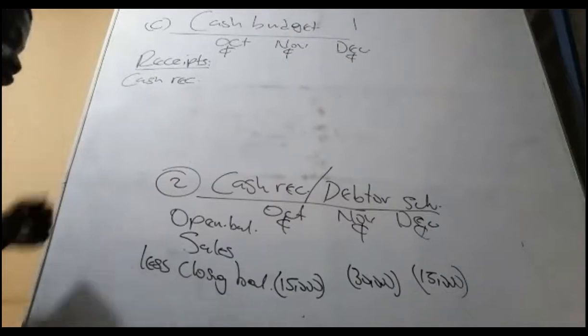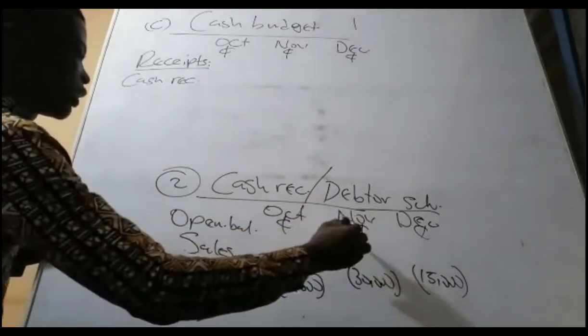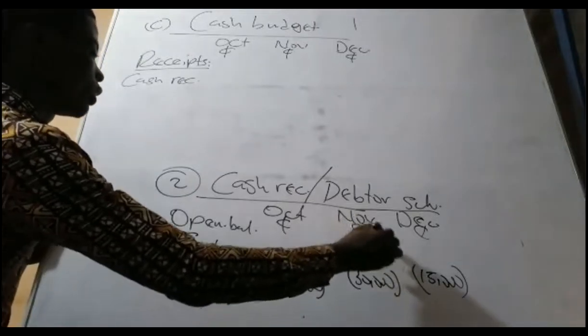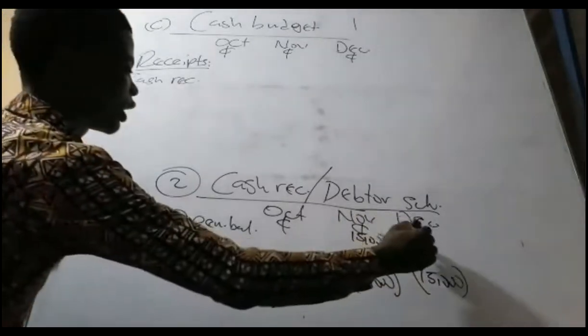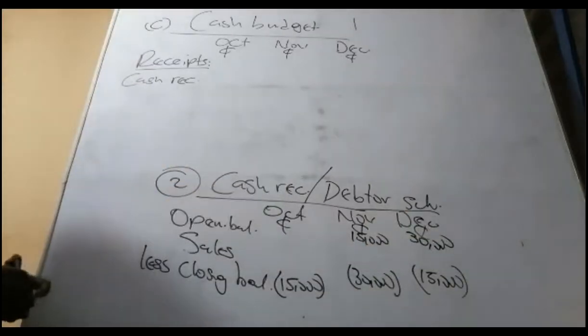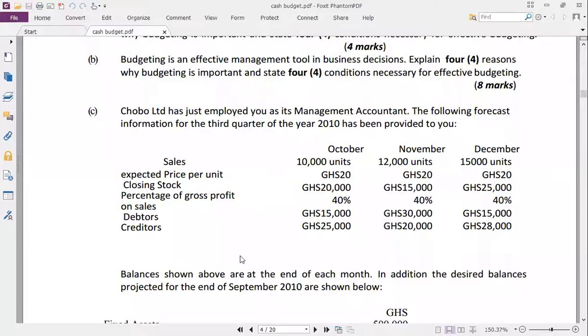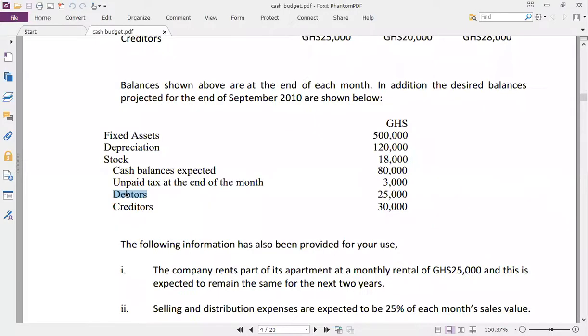So tell the examiner that if it's closing here, it will be open here, right? That becomes 15,000 open. Closing here becomes open here, 30,000. That will be the opening for October, which is the closing for September. So go to the question and pick the closing balance for September. September debtors figure is 25,000, as you can see here.